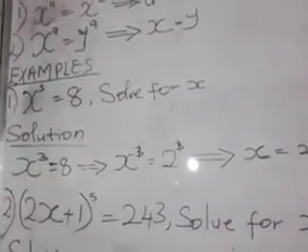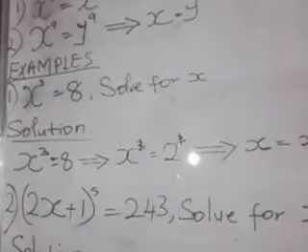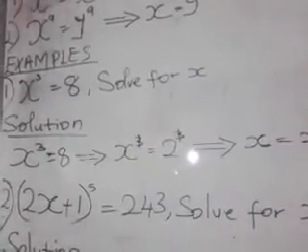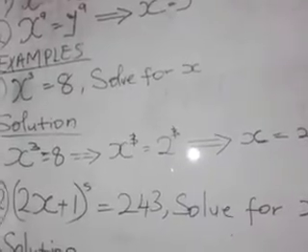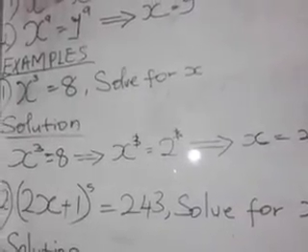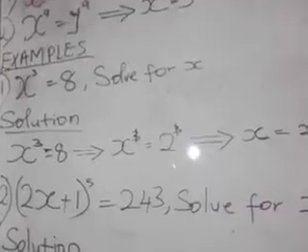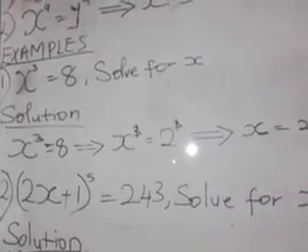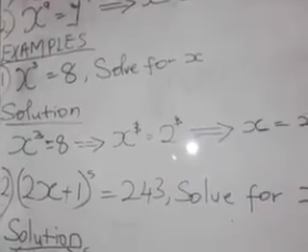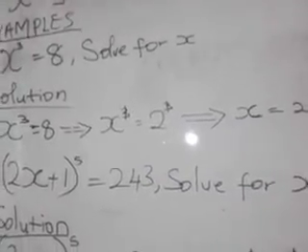The first question says x raised by 3 equal to 8. We are already given an index of 3. So our problem here is to get an index of 3 on the other side so that they can cancel out. And how do we get an index of 3 from 8? It is going to be 2 raised by 3.